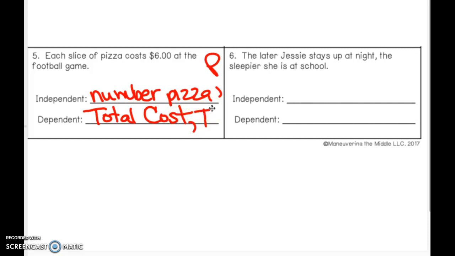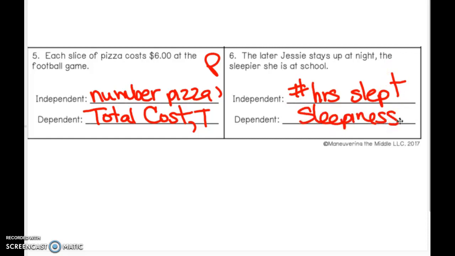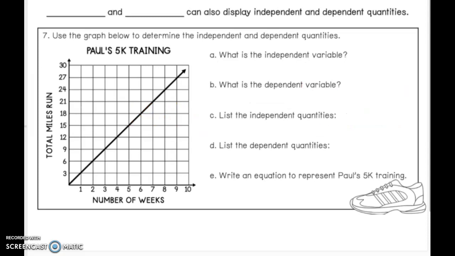The later Jessie stays up at night, the sleepier she is. So our independent variable is how late, or the number of hours slept. I'm going to shorten this, hours slept. And the dependent is her sleepiness. Not sure exactly how you would quantify sleepiness, but maybe the number of minutes you sleep in class, not sure. Just another example to show you that one thing depends on the other, the independent.